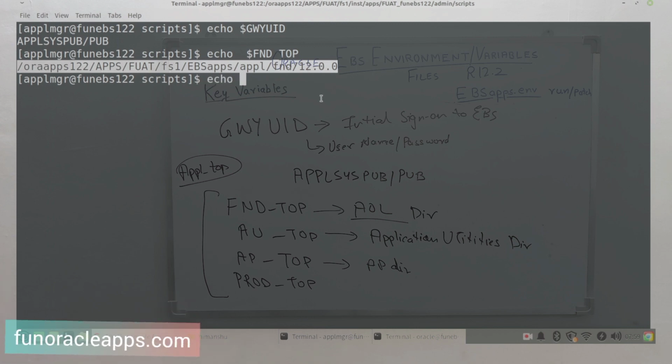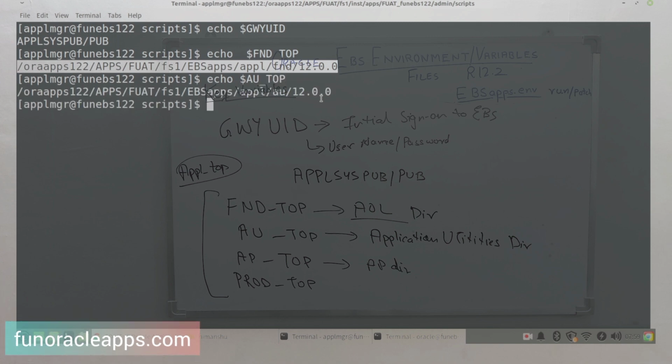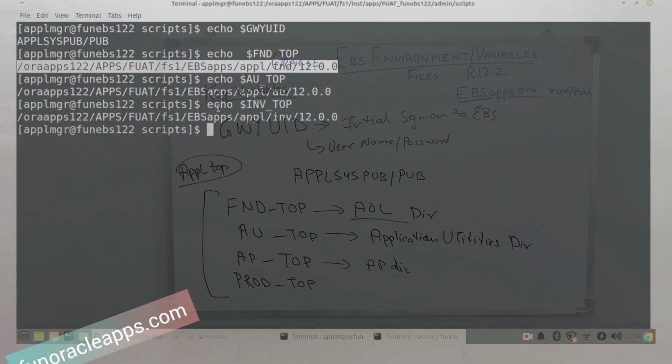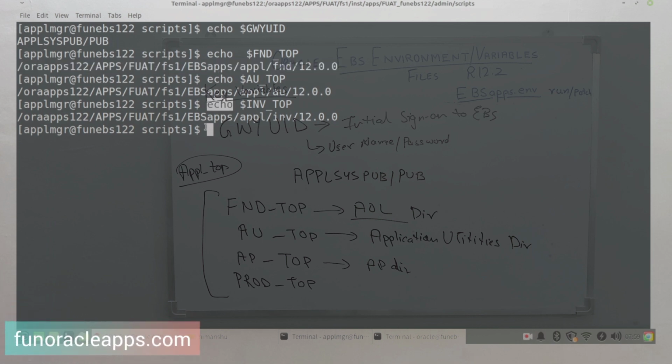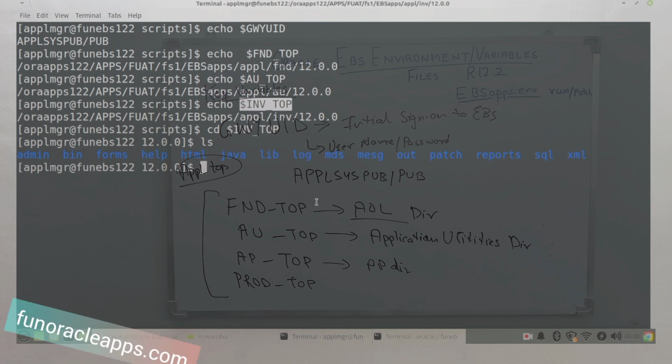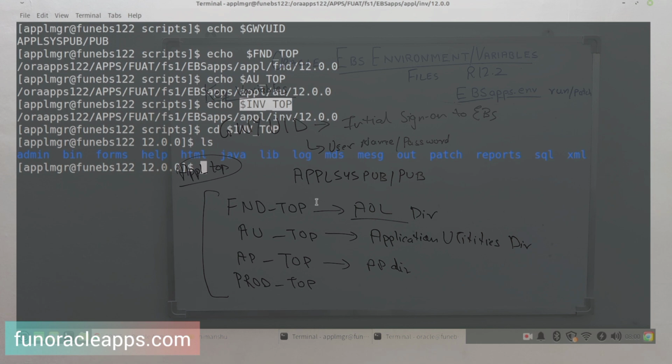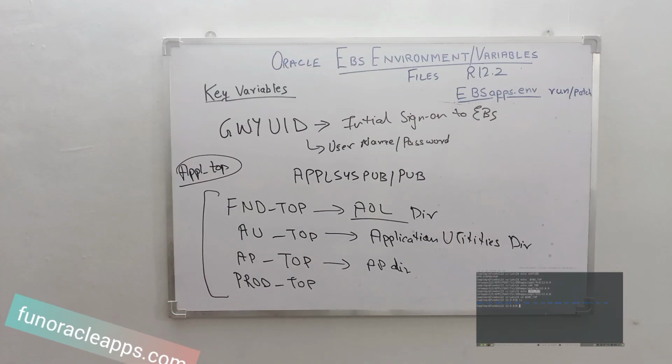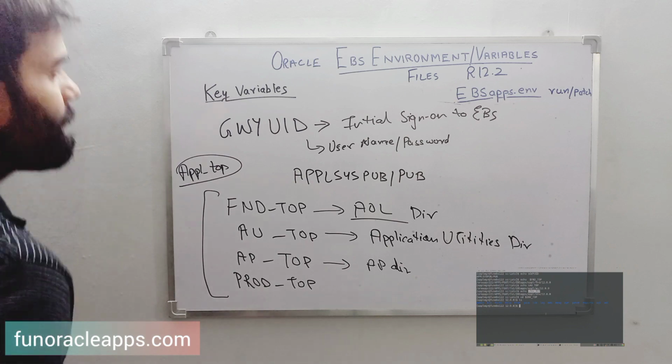Same way you can do echo $AU_TOP or any module, let's say the inventory module, $INV_TOP. I'm just displaying, so I'm using echo. If you want to navigate, you can use cd to go to that particular location. Let's say cd $INV_TOP, so it will go to that particular location and you can see the specific files, forms and other entities related to that module. You will be finding it there. Then you will have certain important parameters again.